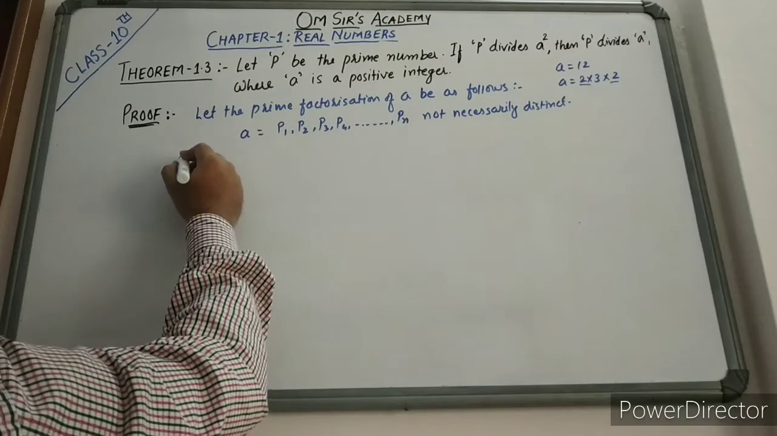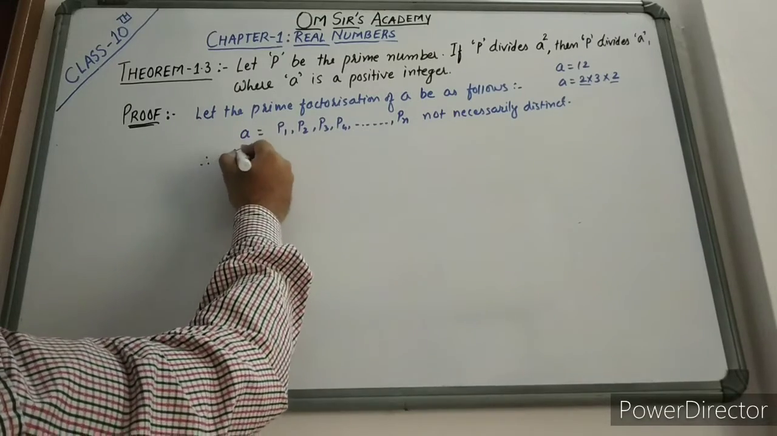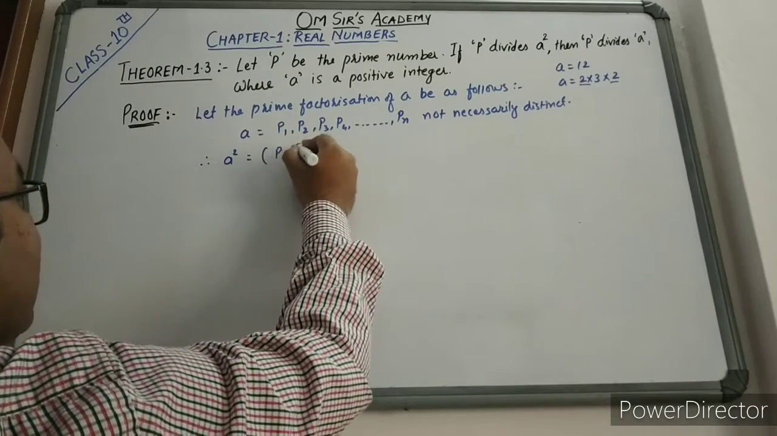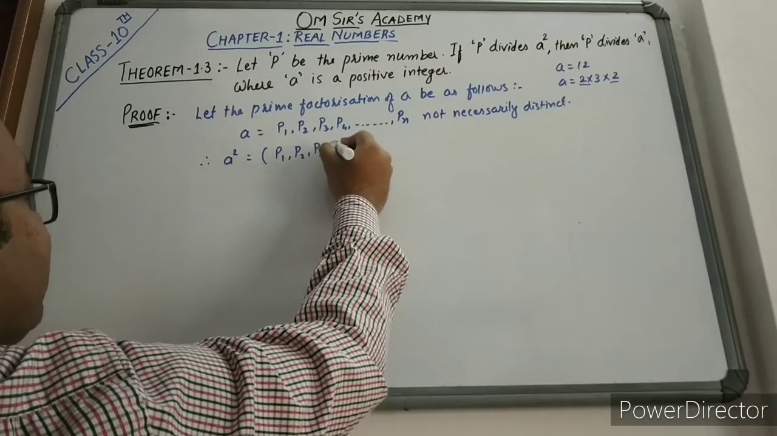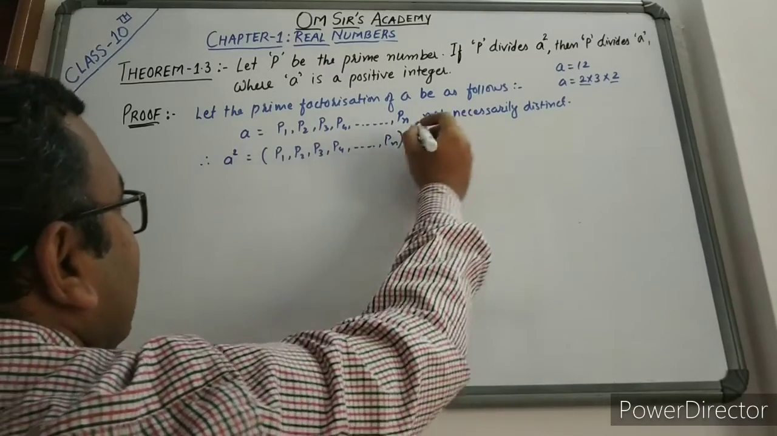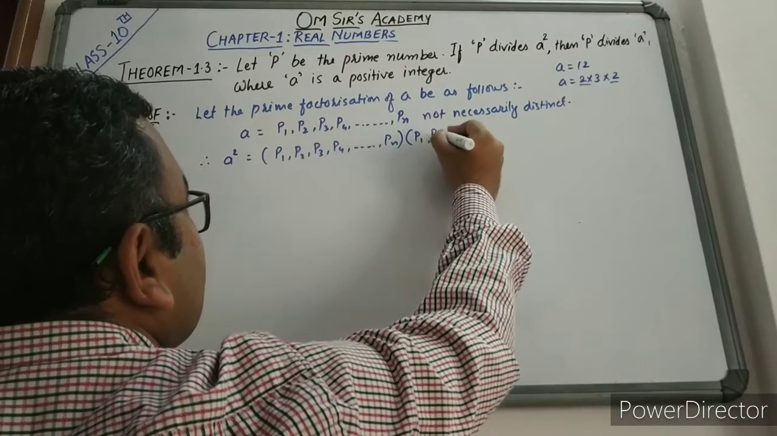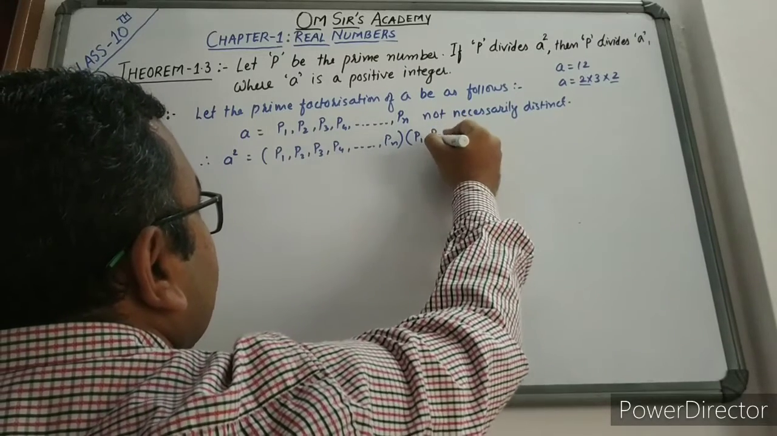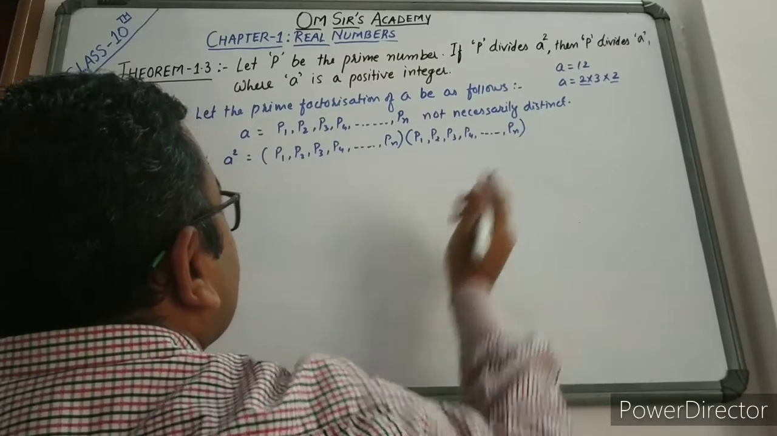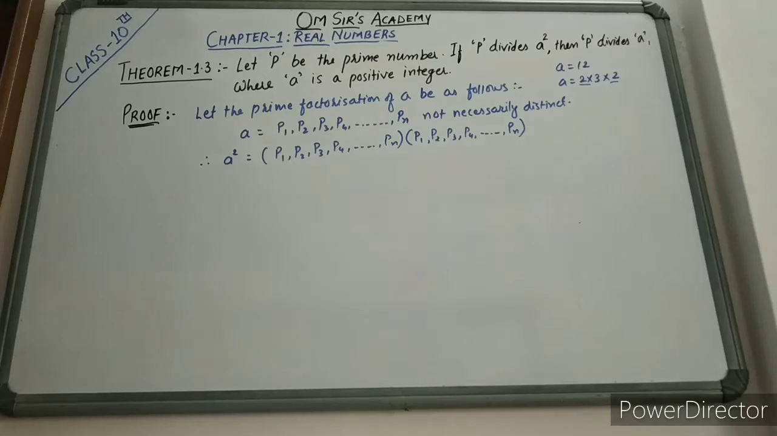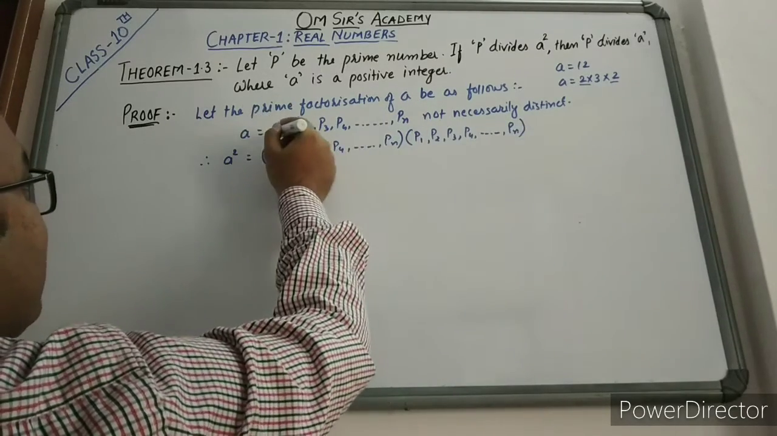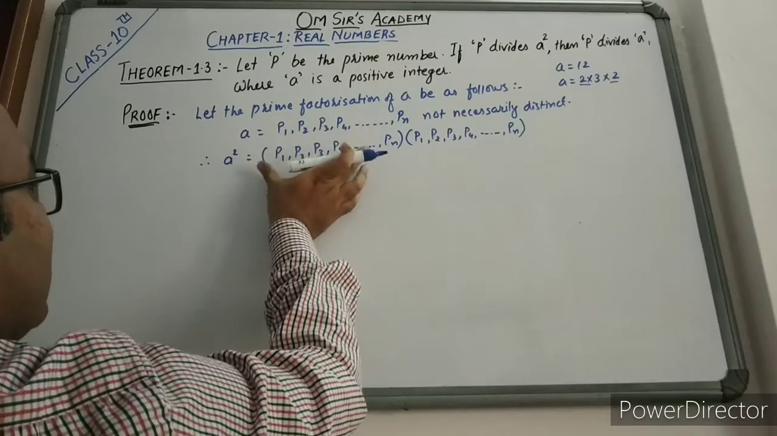So now a square will be what? This whole multiplied by this again, that is p1 into p2 into p3, p4 dot dot dot pn, into again I have to multiply all these prime factors, that is p1, p2, p3, p4 dot dot dot till pn. So if I have to make a square, I have to multiply this 2 times. This whole a was this one.